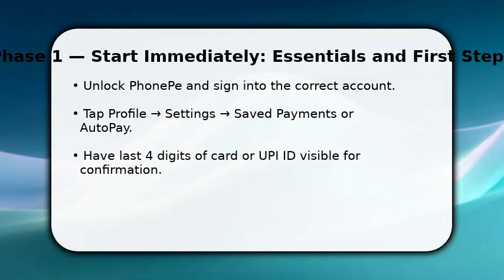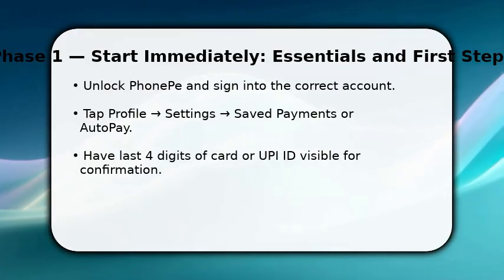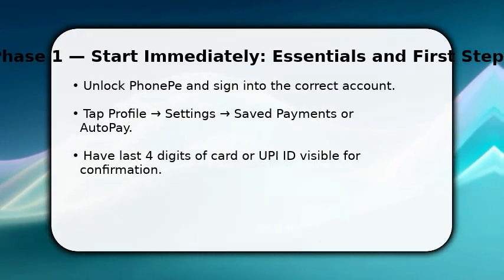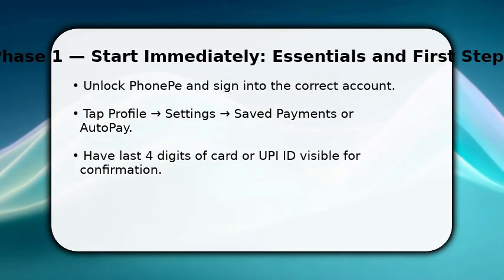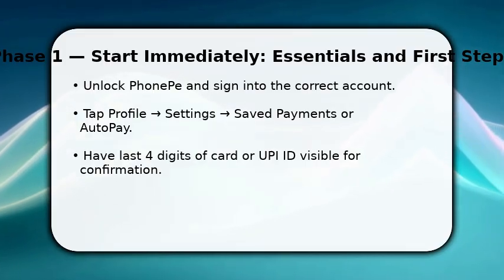Enjoy the video. You start by opening PhonePe and confirming you're on the right account. This matters because auto payments tie to a specific profile. Once done, tap your profile photo, then Settings, go directly to Saved Payments or Auto Pay.